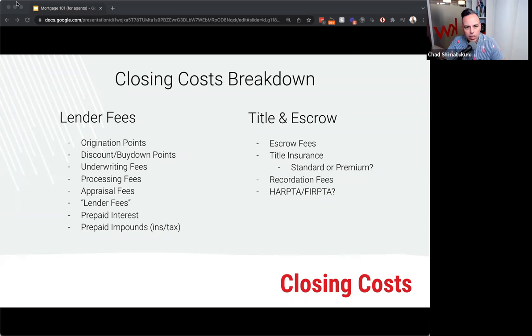Well, maybe I'm just kind of OCD about these kinds of things, but if I'm writing an offer representing a buyer and we're buying a property that was an investment property, I'll check with escrow to find out, is this property subject to HARPTA or FIRPTA? And if they go, oh, I don't even know, I'm already concerned, because I'm going to ask additional questions, because that could kill the deal.